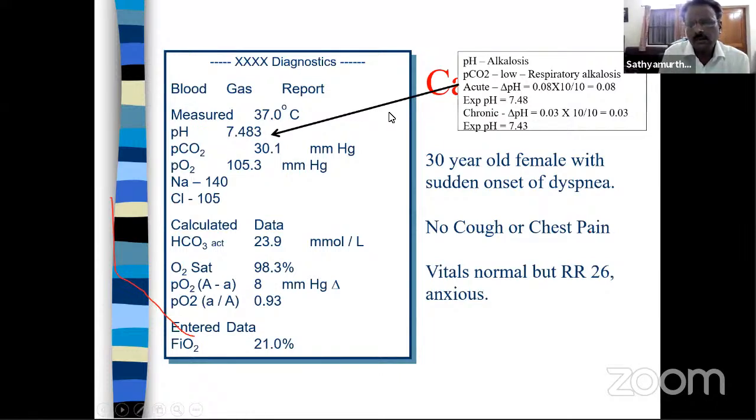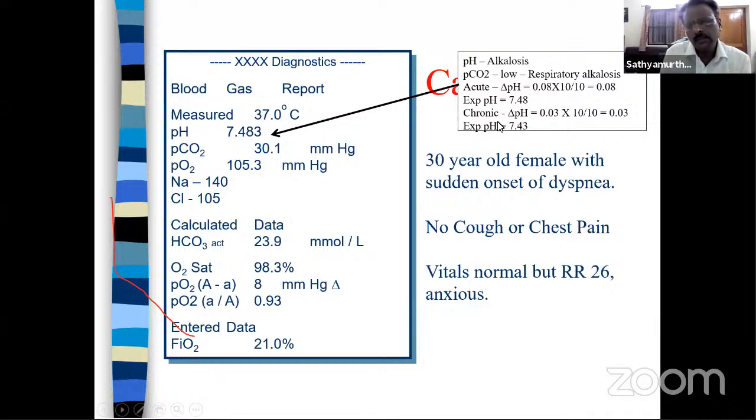I check whether it is acute respiratory alkalosis or chronic respiratory alkalosis. So what is the expected pH? I calculate the delta pH. Delta pH for acute is 0.08 into 10 divided by 10. So 10, because 40 minus 30 is 10. So that is why it is 0.08 here. So expected pH is 7.48. What is the patient's pH here? Patient's pH is again 7.48. So it is acute respiratory alkalosis.